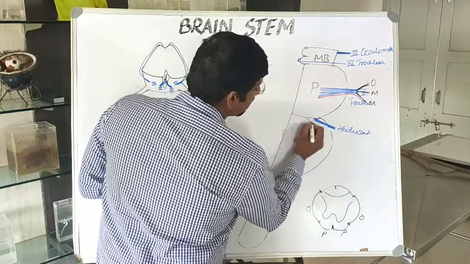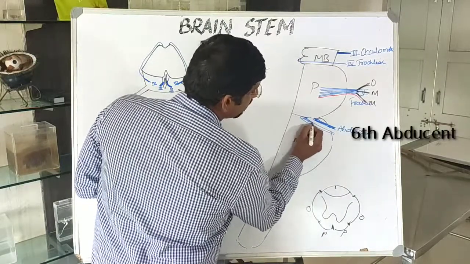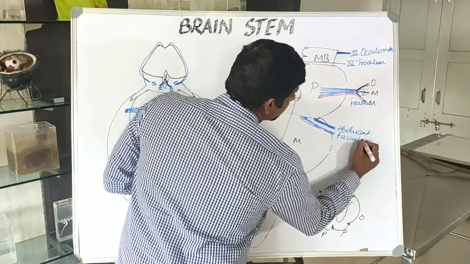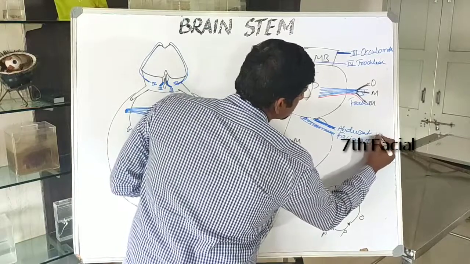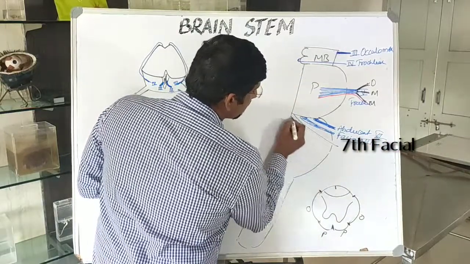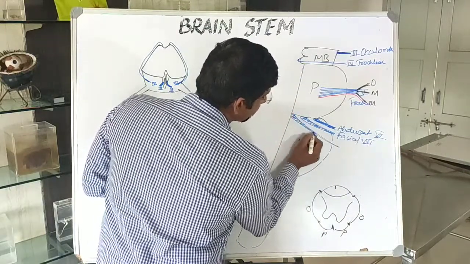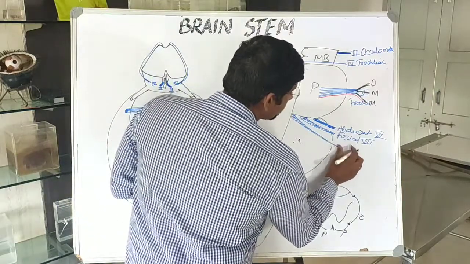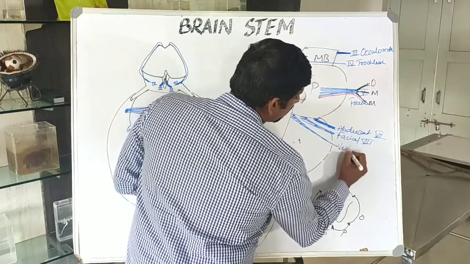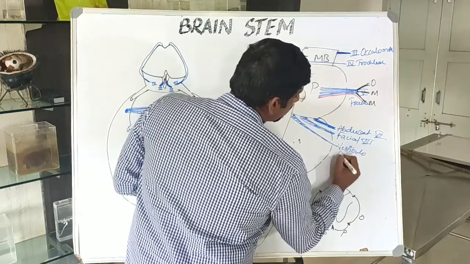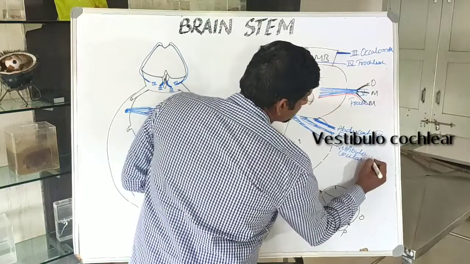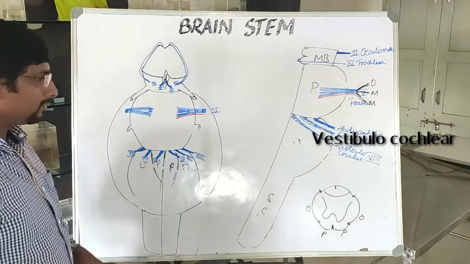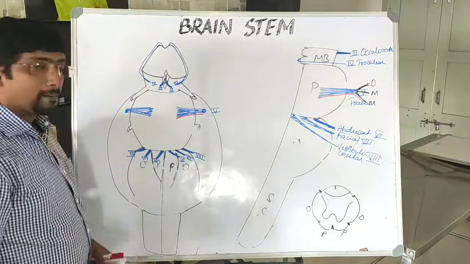This is the abducent nerve. Then the seventh cranial nerve here, the facial. This is the seventh, and this is the sixth one. Next, between the pontomedullary junction here, this is the vestibulocochlear, and this is the eighth cranial nerve. So here is the eighth one. Next, where?